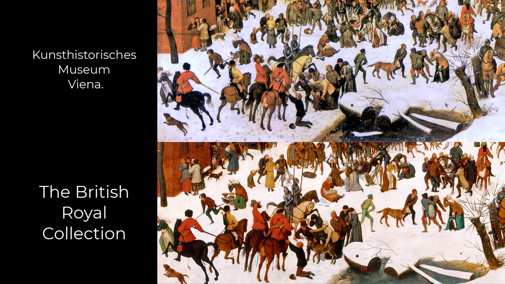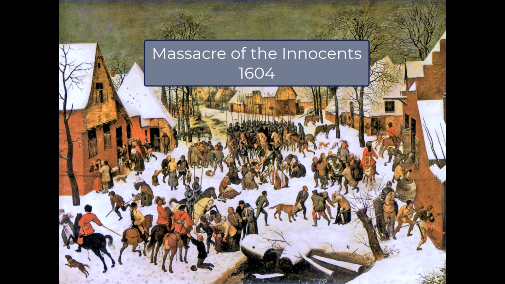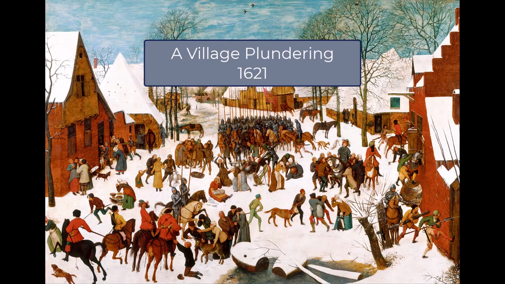The dead or dying babies were made into livestock, packages, bread. The name of the painting morphed from Massacre of the Innocents in 1604 to a village plundering in 1621. Not only were the babies painted over, but flames were added to one of the buildings, transforming the entire story.